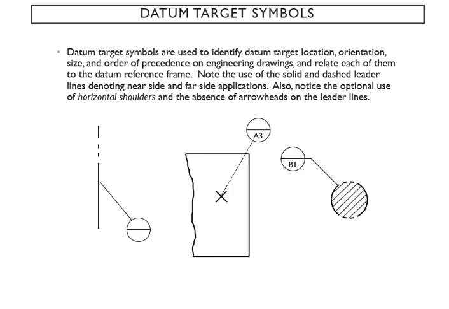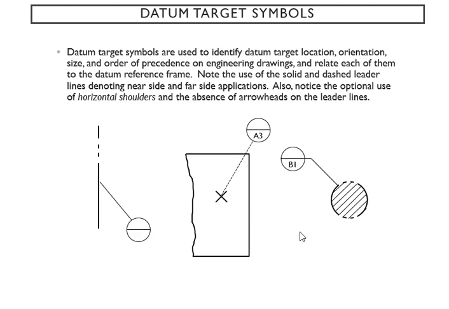All right, so let's take a look at how to use them. So here we are, there's a point, there's an area, and there's a line right there. The symbols are used to identify the datum target location, orientation, size, order, and precedence in your drawing, of course. And then we also relate each one of them to the datum reference frame.